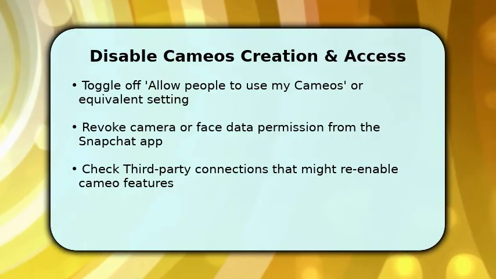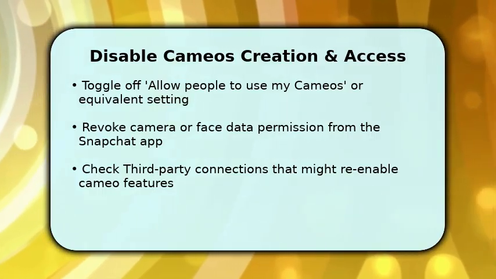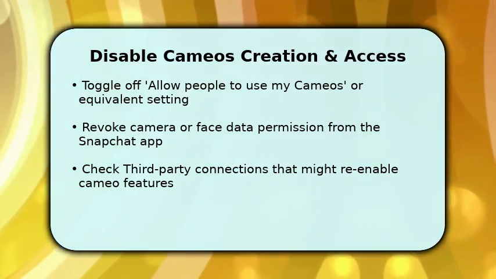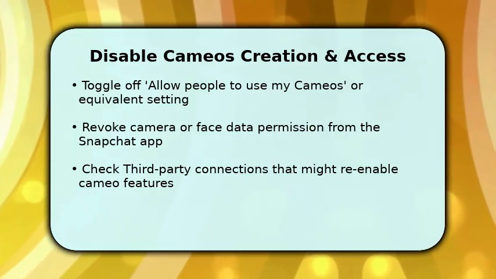Next, go to your phone's privacy settings and revoke Snapchat's camera and face data permissions if you want to block image capture. Make sure you understand this also affects other features.